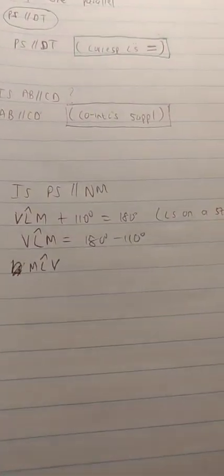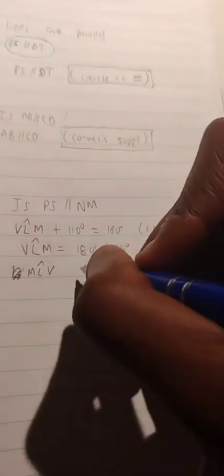Then if we make angle VLM the subject, 110 transposes to the right. That means 110 becomes negative 110. Then our final calculation: what is 180 minus 110? It is 70 degrees. This angle VLM, I can update my diagram and put 70 degrees. I've calculated the angle.